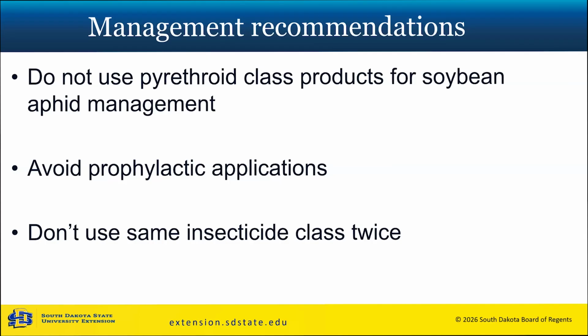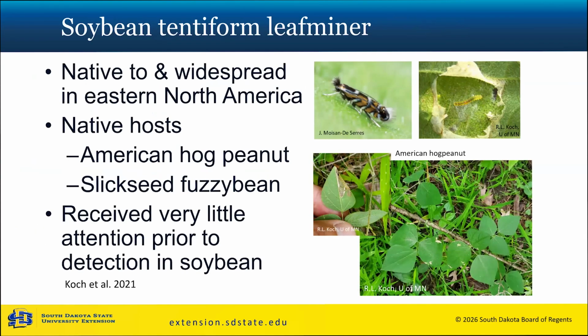All right, the next insect, and this one is pretty new, as you will see. We're just keeping an eye on it, monitoring for this insect in South Dakota. They are native and widespread in eastern North America. They have two native hosts that we know of now, the American hog peanut and the slick seed fuzzy bean. You can see the two pictures taken by Dr. Koch there.